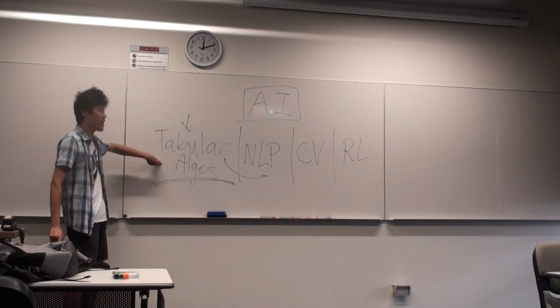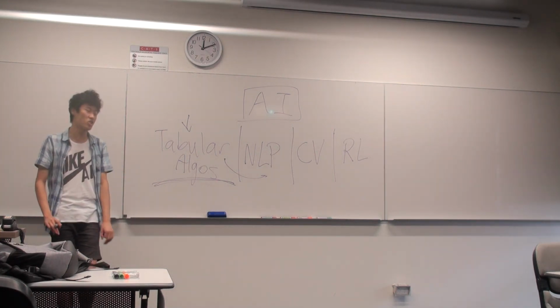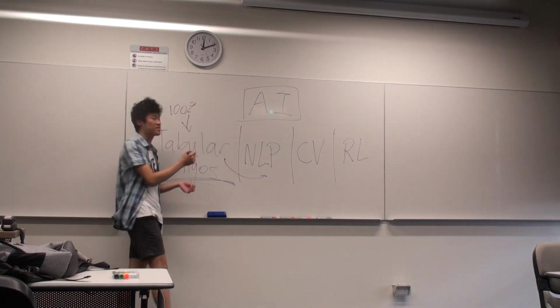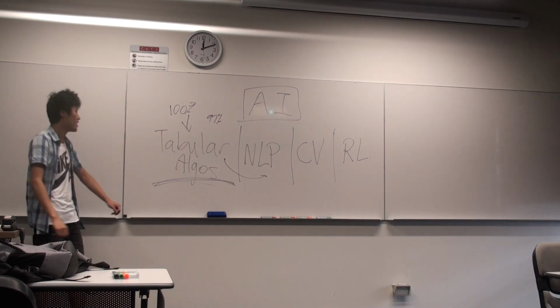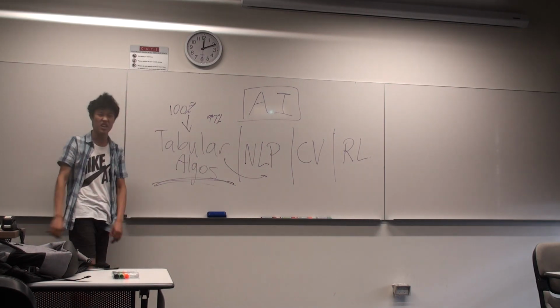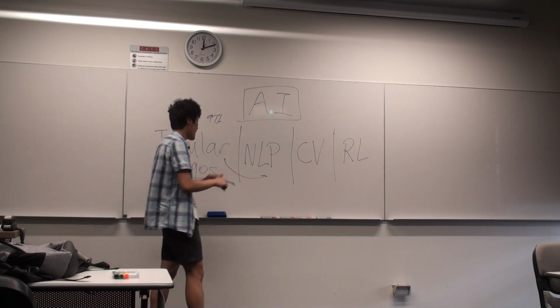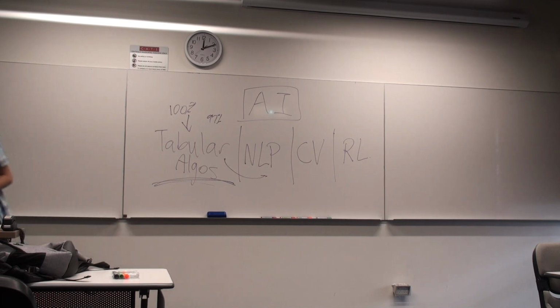So in terms of tabular algorithms, approximately 100% of all data scientists should know tabular algorithms. I think the actual number is 97 something. I don't know why there is a 3% discrepancy. But everyone should know tabular algorithms. Linear regression, logistic regression, easy, whatever. Everyone should know. Okay? Now, would someone like to guess what percentage of data scientists understand natural language processing?